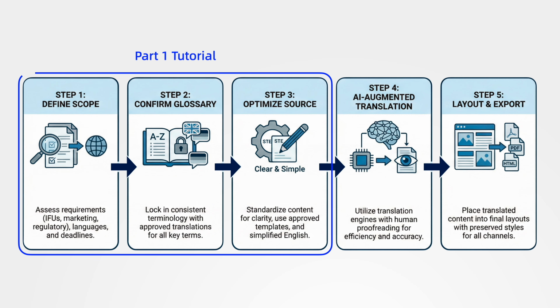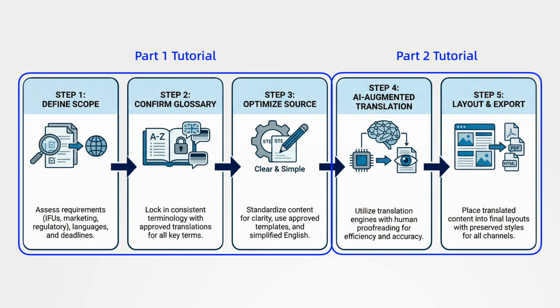In Part 1, we built the foundation for multilingual translation: scoping, glossary creation, source optimization, and writing standards. In Part 2, we will cover execution: choosing the translation engine, importing glossaries, running translations, proofreading, layout, and export. You have confirmed glossaries and optimized your source documents. Now it is time to feed them into translation engines and produce publication-ready files.